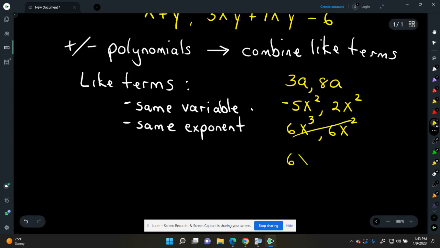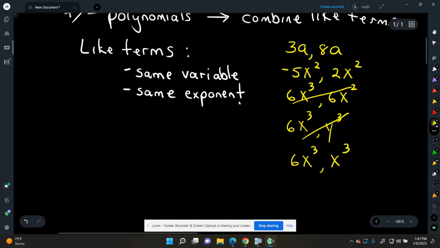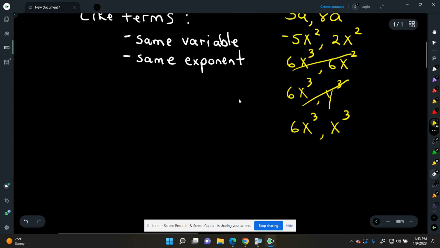How about 6x to the third and y to the third? No. Why not? Not the same variable, right. If I had 6x to the third and x to the third, are they like terms? Yes, they are. Okay. Everybody understand that? Okay. So now we know what a polynomial is. We know what like terms are. Now let's go ahead and start adding some polynomials.